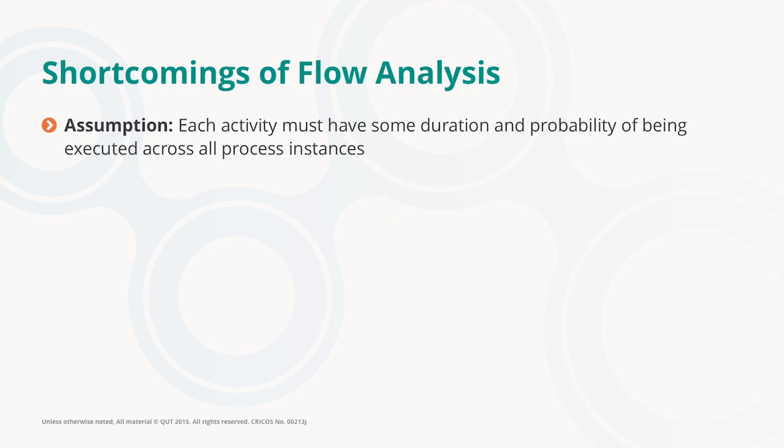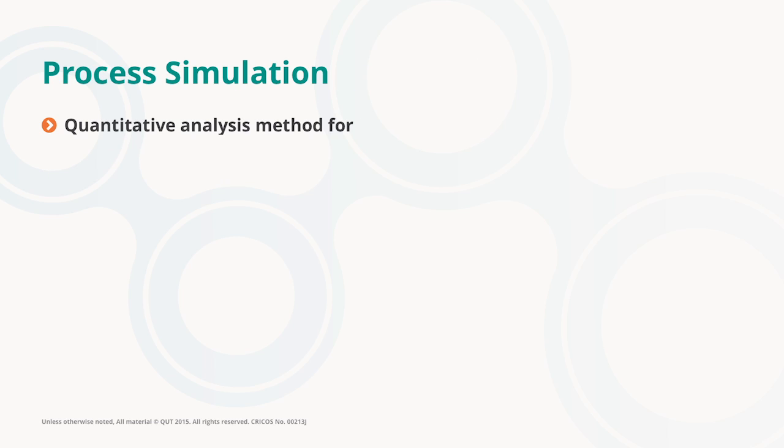Flow time analysis works very nicely if activities always have the same duration and the same probability to be executed. In many practical examples, this is not the case. Therefore, we often make use of process simulation. We can do an as-is analysis, but also a what-if analysis.